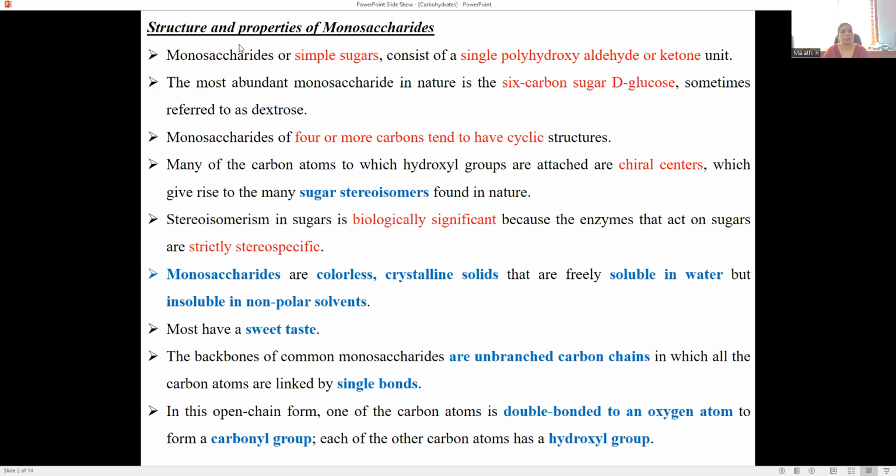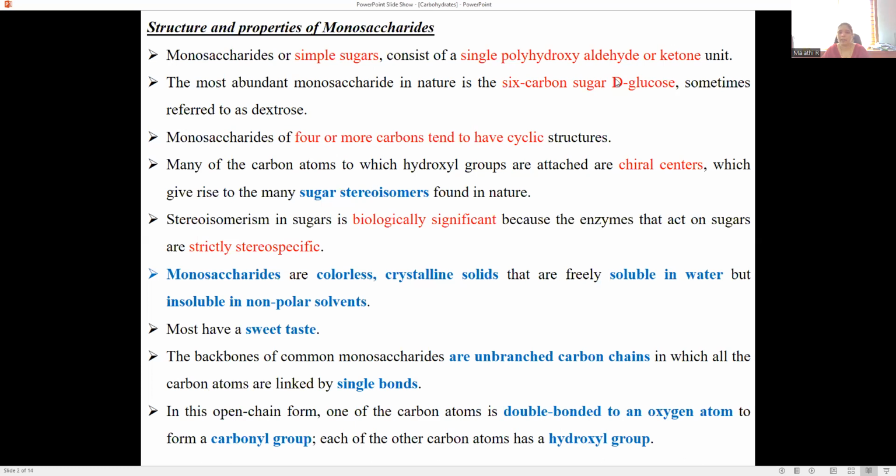So we will see the general structure and properties of monosaccharides. Carbohydrates are basically classified into monosaccharides, disaccharides, and polysaccharides. Monosaccharides are also called simple sugars. These simple sugars have the same kind of structure, polyhydroxy with aldehyde or keto as the functional group. Monosaccharides are the most abundant carbohydrate present, and though we take in polysaccharides, they will be converted to monosaccharides, and as monosaccharides they will be utilized in the body.